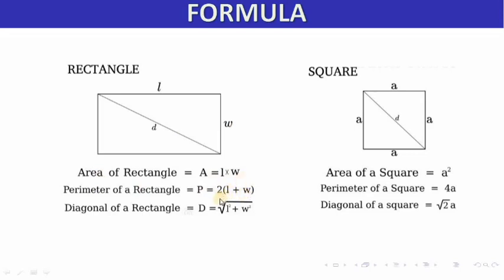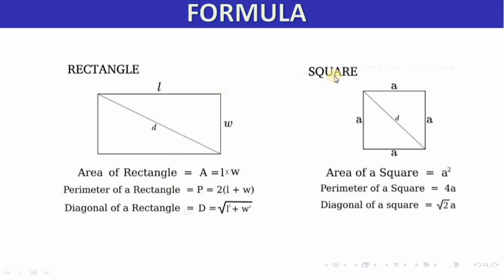Here this D stands for diagonal. The diagonal is calculated using this particular formula, square root of L square plus W square. In place of this capital D, better write small d. Right, so this is my formula for rectangle.